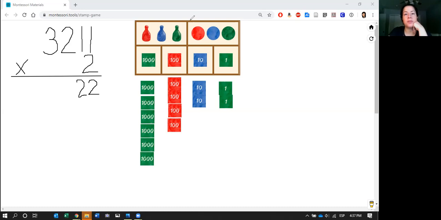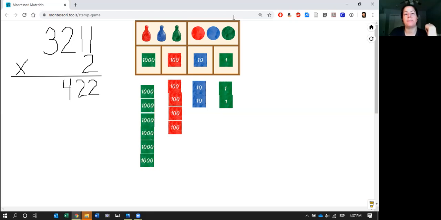Now we're going to count the hundreds. We had 200s 2 times. And we got 100, 200, 300, 400s. So 2 times 2 equals 4. 200s times 2 equals 400s. And now we're going to count the thousands. We had 3,000s 2 times. 1,000, 2,000s, 3,000s, 4,000s, 5,000s, 6,000s. And this is the answer that we get.